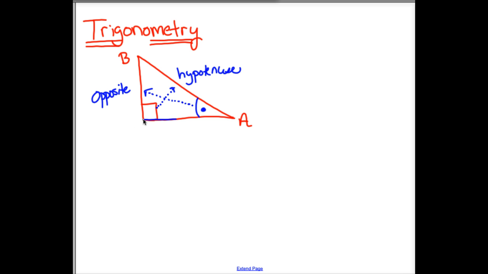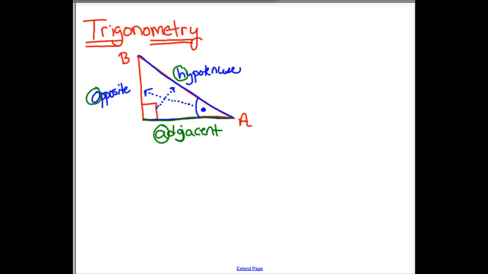This other side that's right next to angle A, you can see the hypotenuse and this bottom side here in green both touch or are adjacent to angle A. So we call that one the adjacent side. And then what we're going to do is we're going to use O for opposite, H for hypotenuse, and A for adjacent. And what we know is that the ratios of those sides will never change.